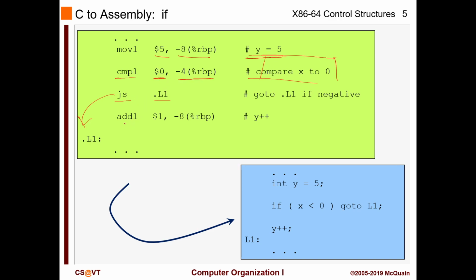If x is less than 0, go to L1. Otherwise add 1 to it. So from assembly we turned it into C code. That's how you interchange, how you move back and forth from assembly to C and C to assembly.